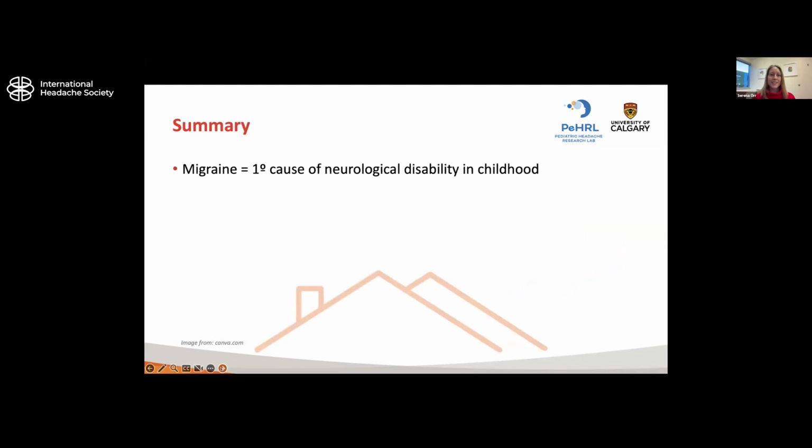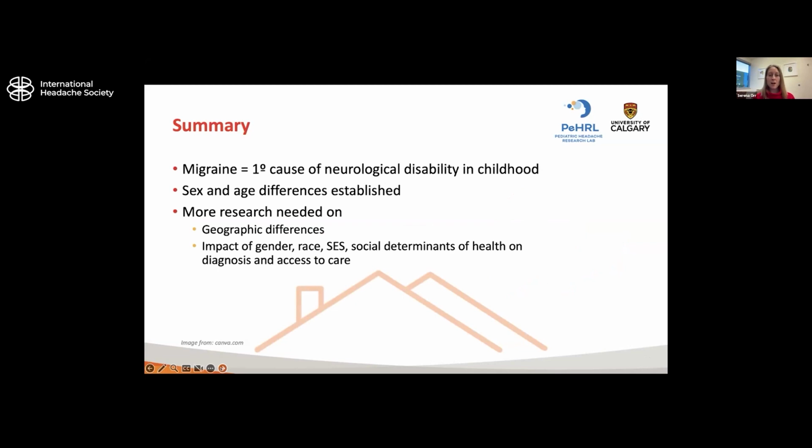So in summary, migraine is the primary neurological cause of disability in childhood and beyond up until age 60. We know that there are established sex and age differences that are very interesting in understanding, I think, that help us understand why the disease happens. There's hormonal impacts and there's developmental brain differences that play into the expression of the disease. And we need a lot more research.